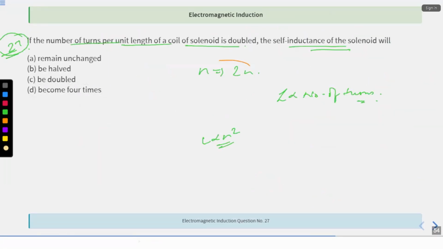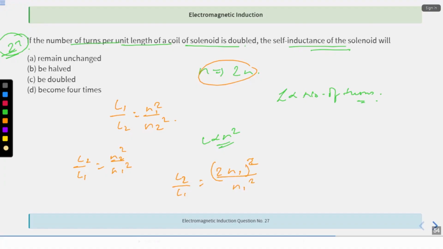So they are saying that n is doubled. Initially L1 by L2 is n1 squared by n2 squared. So L2 by L1 would be n2 squared by n1 squared. n2 is 2 times n1, so it is (2 n1) squared by n1 squared, which would be 4 times L1. So my L2 is 4 times L1, which means it would be option number D.